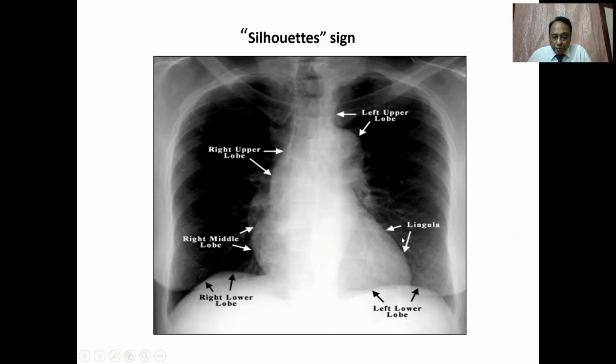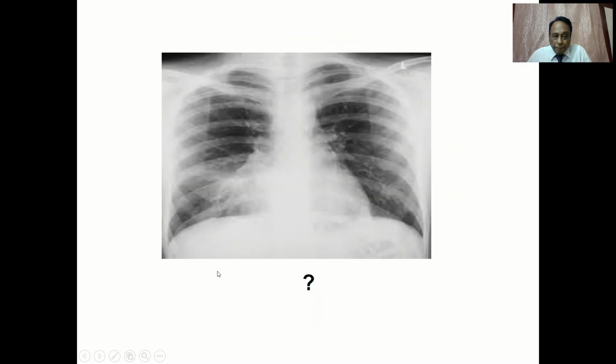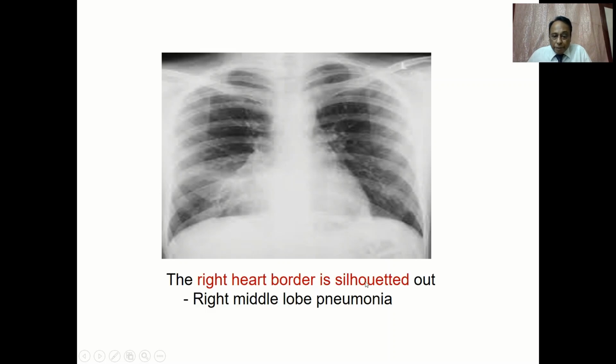If the density silhouettes the left border, it usually belongs to the lingula. Whereas the right border usually belongs to the right middle lobe. If the density silhouettes the dome of the diaphragm, then it is the right lower lobe. So this is very, very important. For example, this density silhouettes, that means obscures, the right border. So the right border is silhouetted out, so it belongs to the right middle lobe.